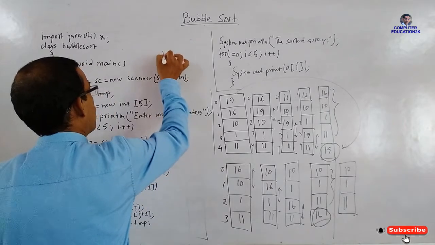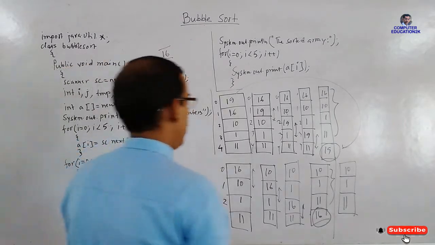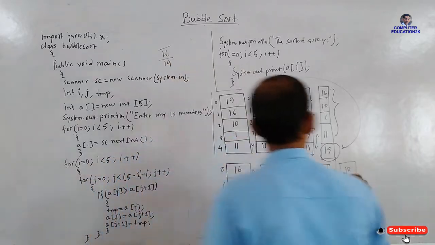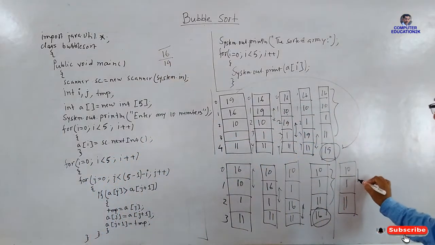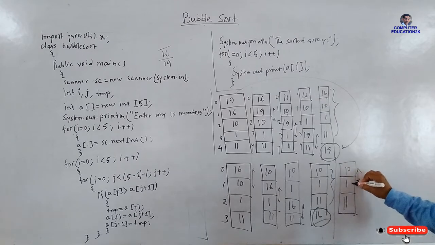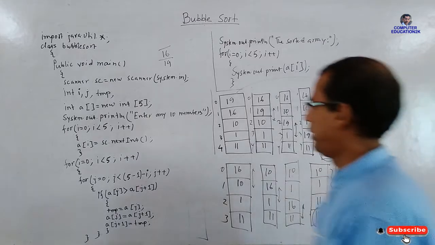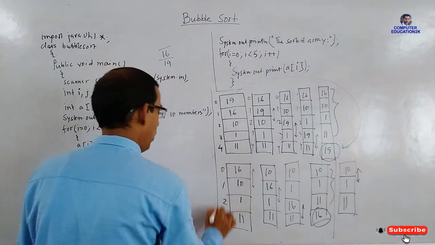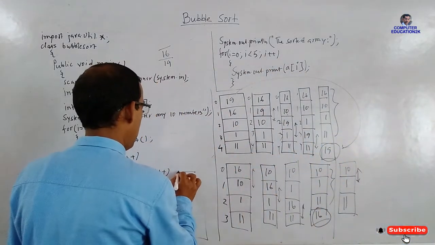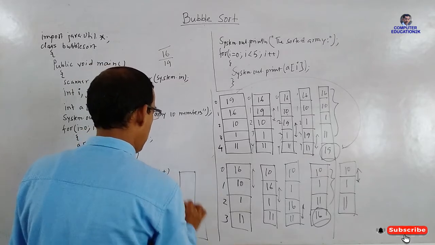19 and 16 have been sorted. So the remaining values will be compared. Now 10 and 1 will be compared. So 10 is bigger than 1. Yes. Then 1 will go up and 10 will come down. So 1 and then 10.